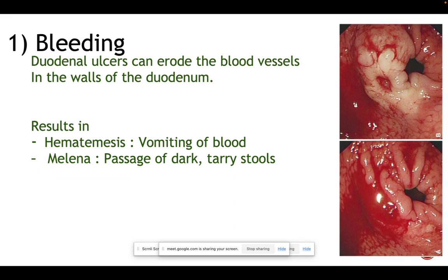The bleeding in a perforated duodenal ulcer occurs because of the erosion of a blood vessel. For example, if the perforation is in the first part of the duodenum, then the gastroduodenal artery is eroded, and so bleeding occurs, which also results in hematemesis, that is vomiting of blood, and melena, that is passage of dark tarry stools, which is because of the digestion of the blood.